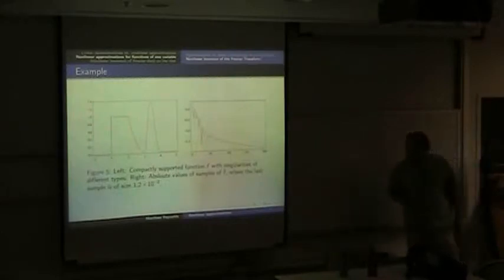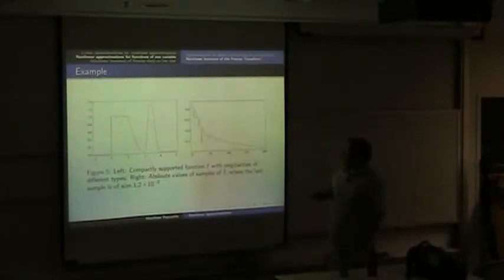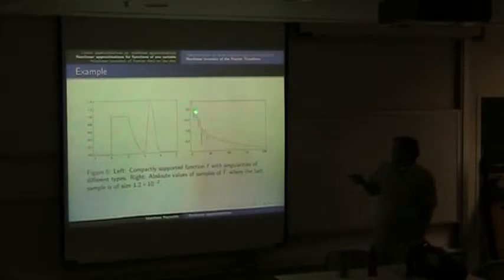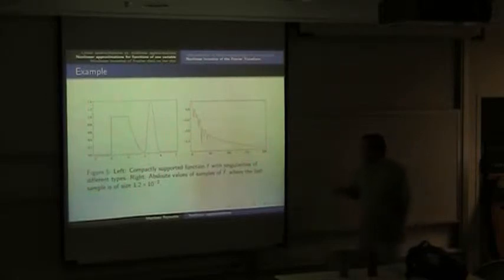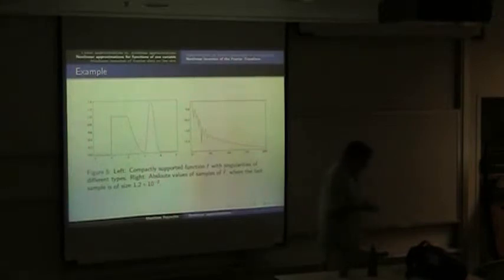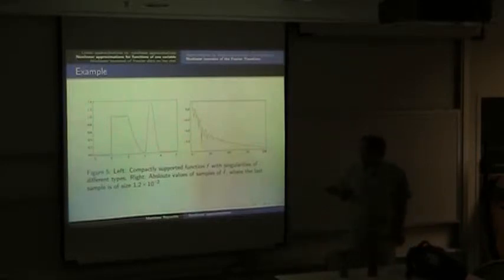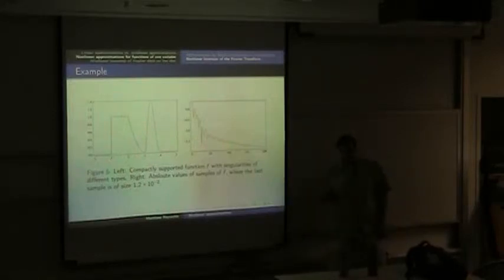Okay, here's an example. So this is a compactly supported function with singularities of different kinds. We have jumps in the zeroth and first order derivatives, etc. And these are values of the Fourier transform. And these values decay down to a size of 1.2 times 10 to the negative 2. So if we were just to try and use a Fourier type approach to reconstruct this function, we would have significant Gibbs phenomena. We have significant oscillations near the singularities.